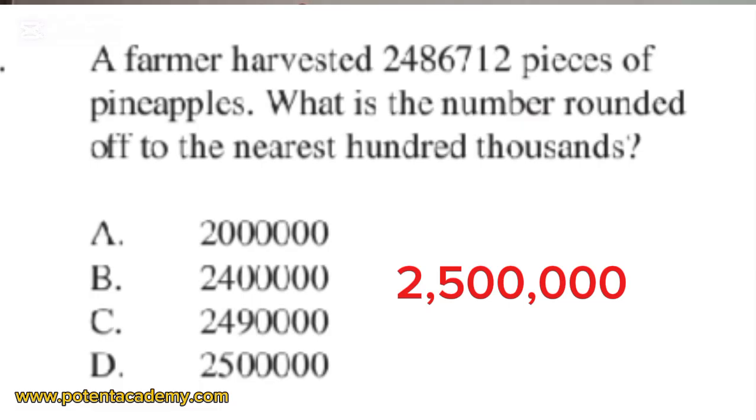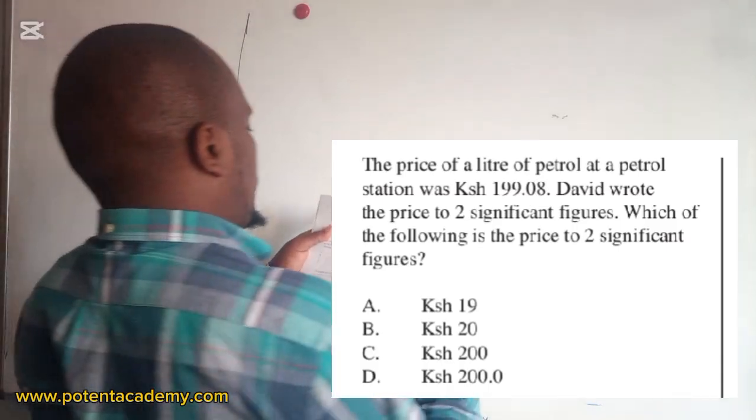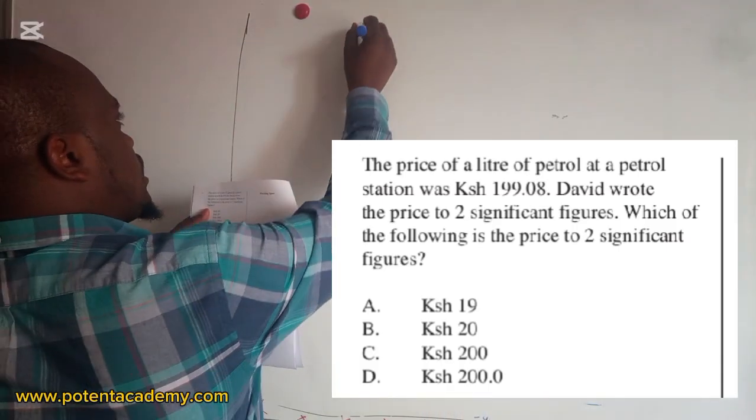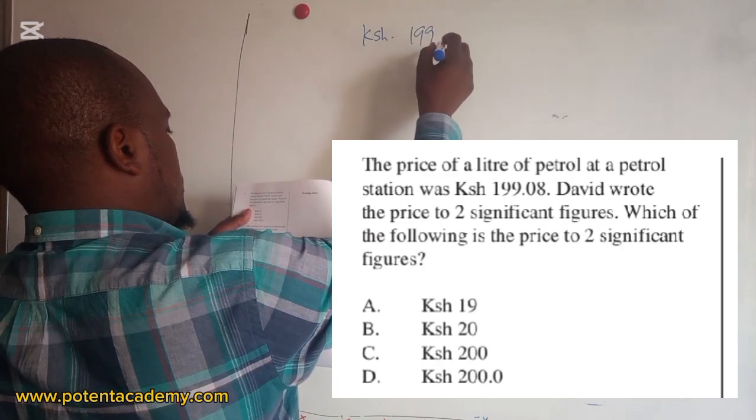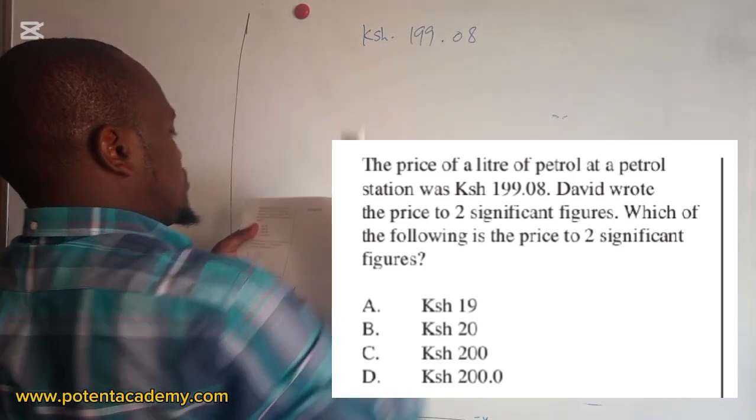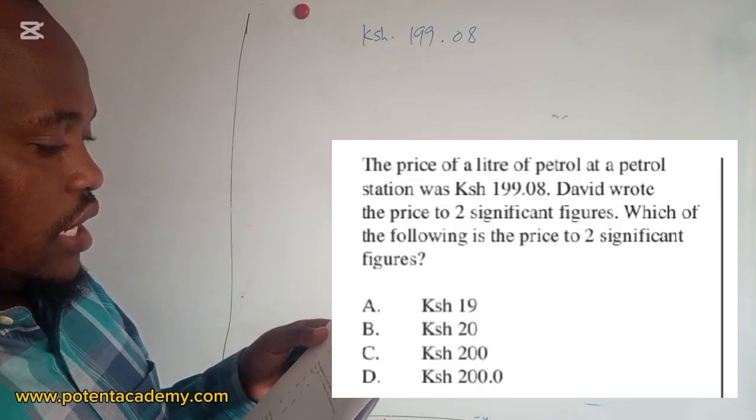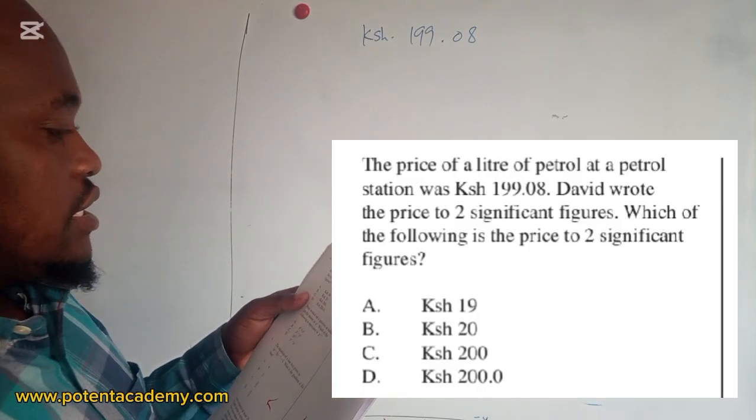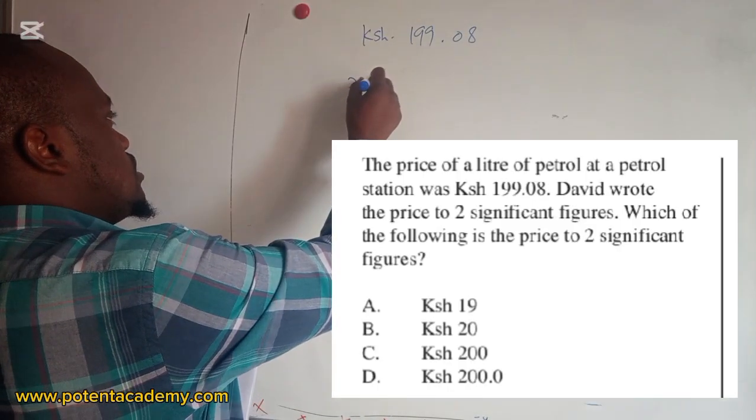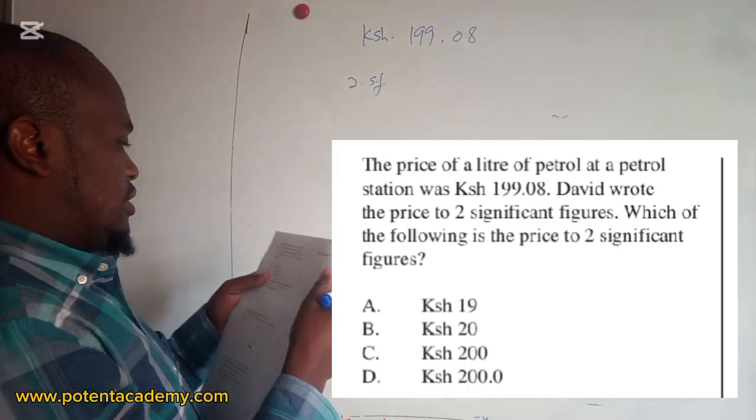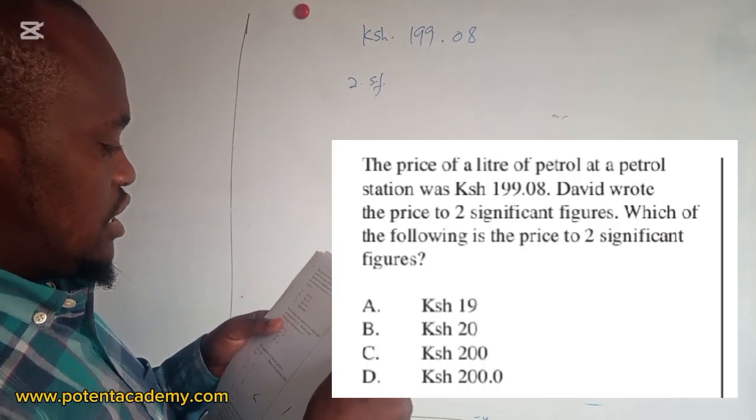The price of a liter of petrol at a petrol station was Kenya shillings 199.08. David wrote the price to two significant figures. Which of the following is the price to two significant figures?